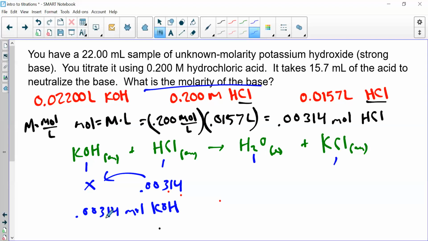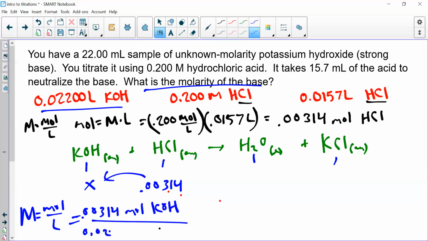So notice I now have my moles of KOH. Up here, I have my liters of KOH. Use those to find molarity. So remember, molarity equals moles over liters, which in this case equals 0.00314 moles divided by 0.02200 liters. Forgive my handwriting here. 0.00314 over 0.0220 gives me, with how many sig figs? I see 4, I see 3, I see 3. I want 3 sig figs. 0.143 molar. That's my answer.